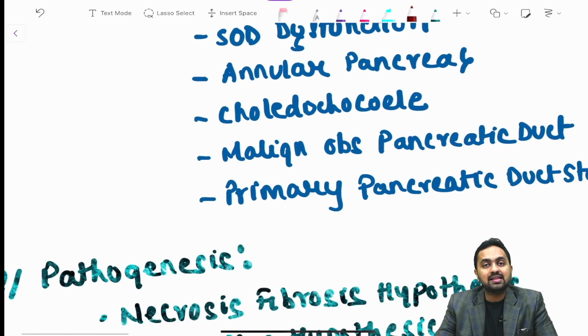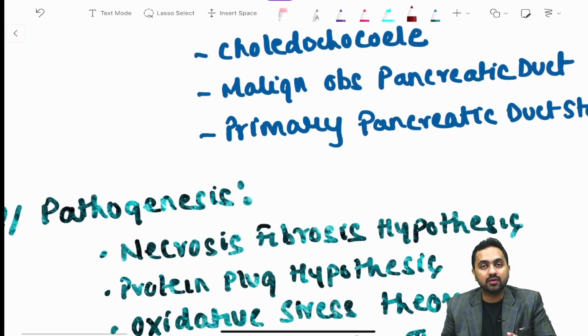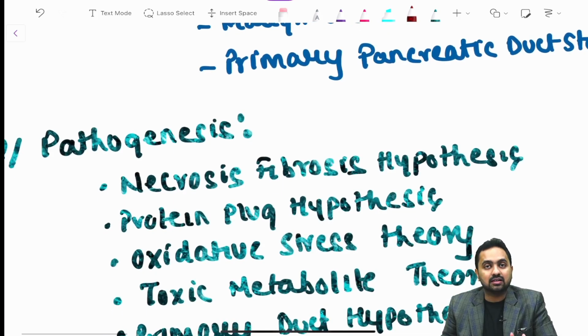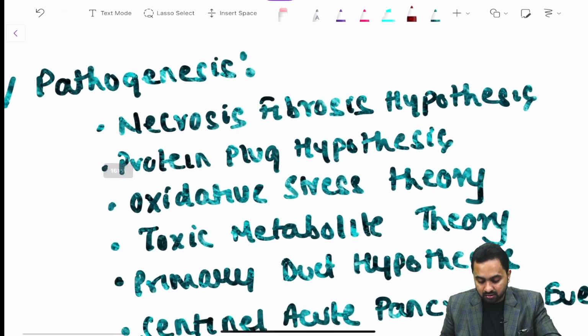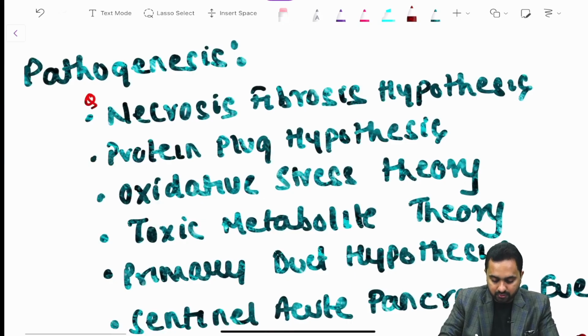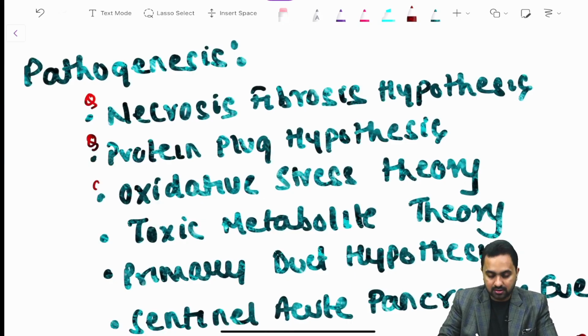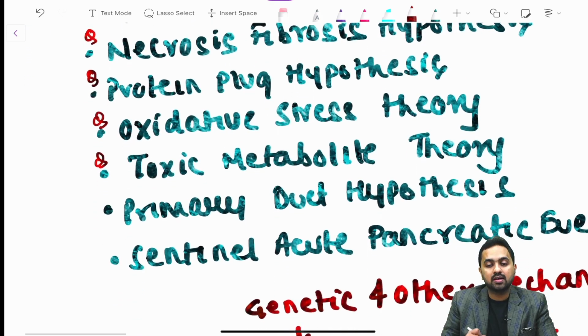So regarding the pathogenesis of chronic pancreatitis, there have been various theories proposed. So let's just take a look at the names of the theories and discuss one of the most important theories, which is the sentinel acute pancreatic event. The various theories are the necrosis fibrosis theory, protein plug hypothesis, oxidative stress theory, then you have the toxic metabolite theory and the primary duct hypothesis.